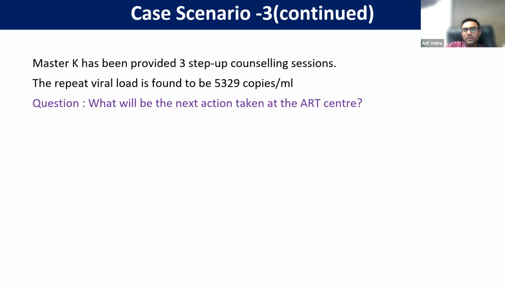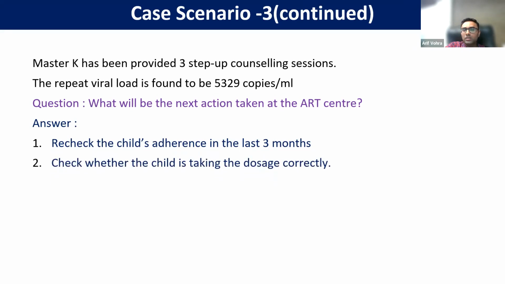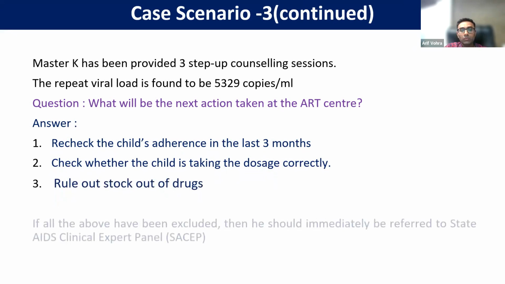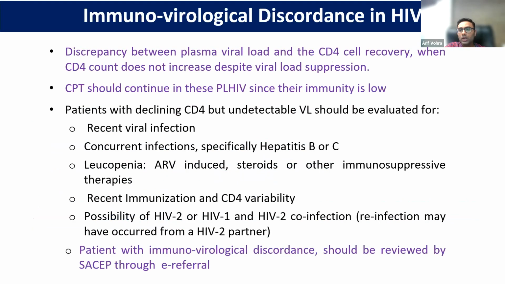Now, the same child has been provided three steps of counseling, and after that, the repeat viral load is found to be 5,000 copies. So what will be the next action taken at the ART center? Here, we'll recheck the adherence. We'll check that the child is taking the dosage correctly according to the weight of the child, and we'll check the adherence counseling. And even if the adherence is good, then we will refer this child to the SACEP, that is the State AIDS Clinical Expert Panel, for further evaluation of why the child is not having a suppressed viral load.